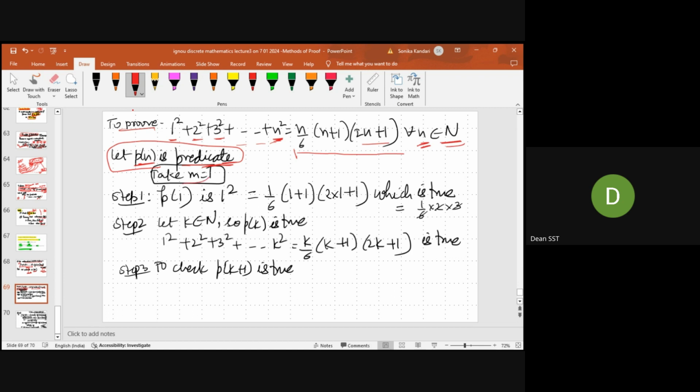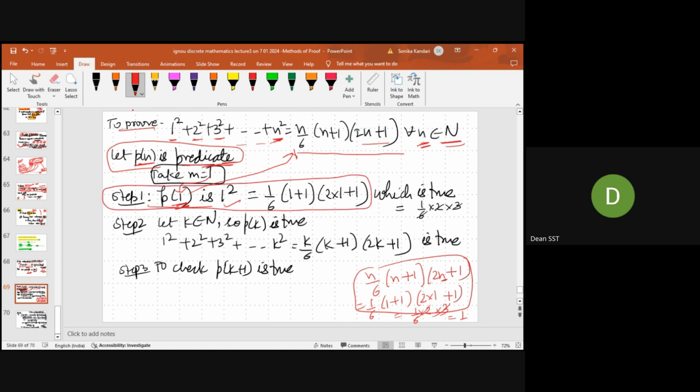Let us take the value as 1. Substitute 1 and compute n by 6, n plus 1, 2n plus 1. That is 1 by 6, n is 1, 1 plus 1 is 2, 2n plus 1 is 3. So this is 1 upon 6 into 2 into 3, which is equal to 1. Is it clear? Yes, ma'am. It means for P1, it is true.